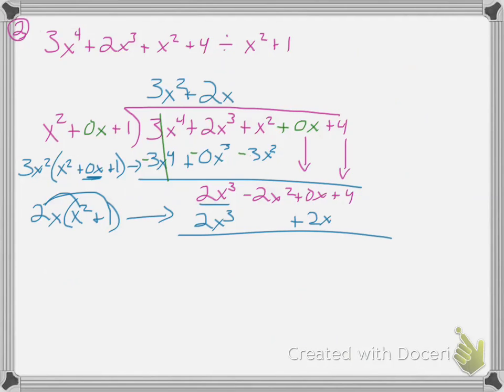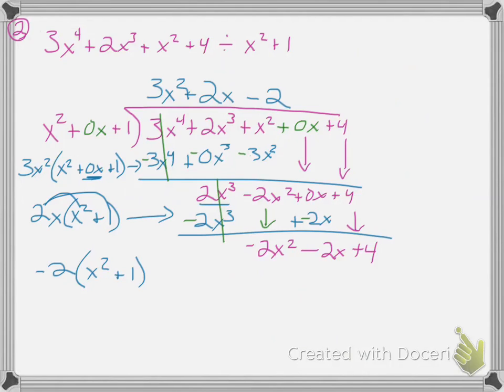Okay, I'm going to change my signs. That becomes minus. This becomes a negative. These cancel out. This comes down to be negative 2x squared, and this becomes negative 2x. Bring my 4 down and start all over. X squared times what will give me negative 2x squared? Well, that's just going to be negative 2. And distribute back in. And this is another thing. I'm multiplying negative 2 with x squared plus 1.